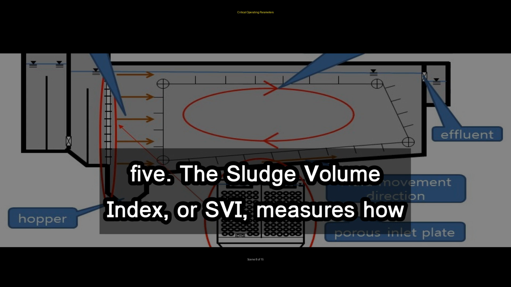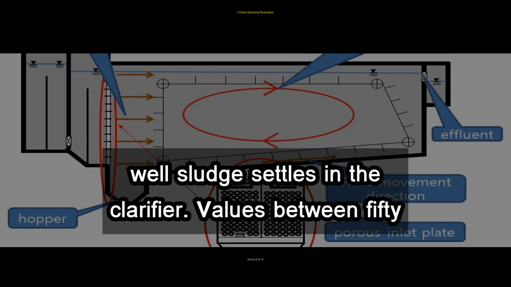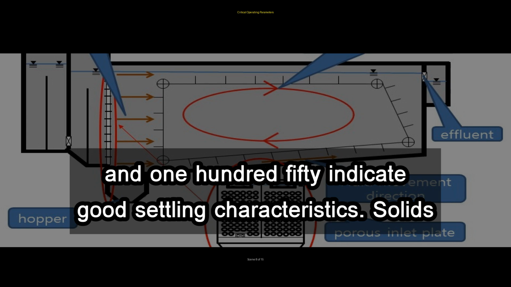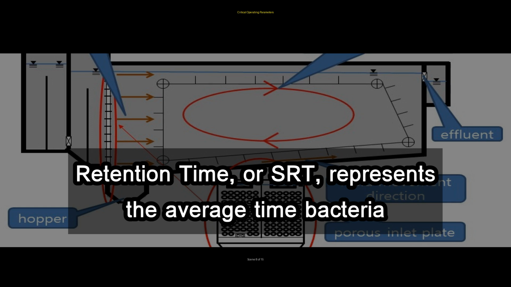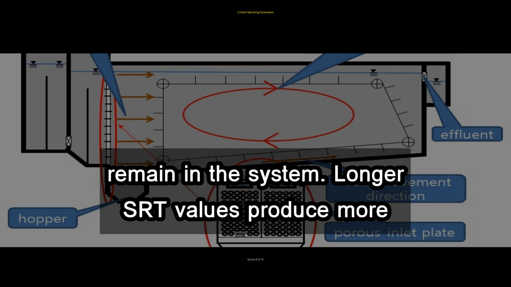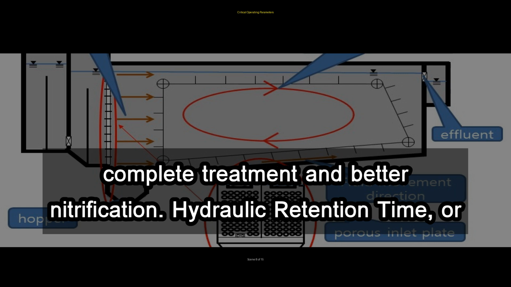The Sludge Volume Index, or SVI, measures how well sludge settles in the clarifier. Values between 50 and 150 indicate good settling characteristics. Solids retention time, or SRT, represents the average time bacteria remain in the system. Longer SRT values produce more complete treatment and better nitrification.